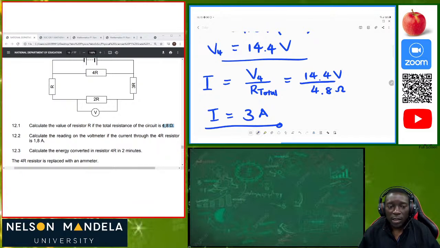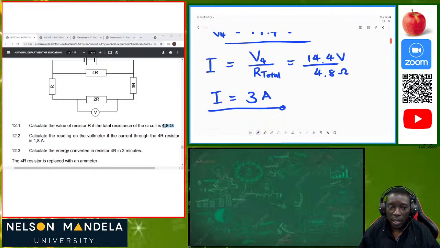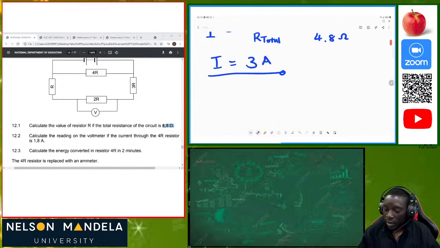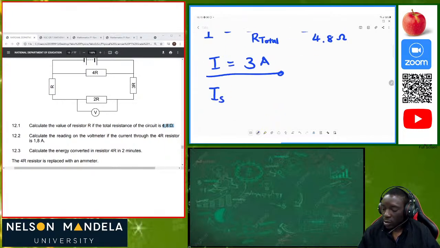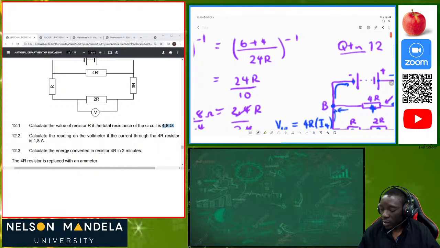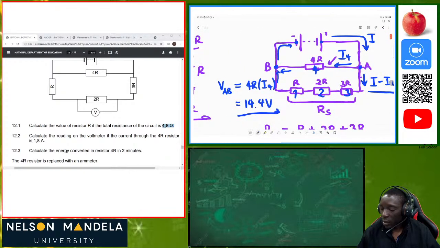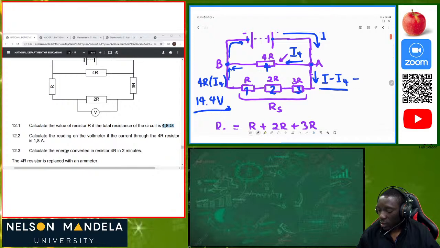And take note, the current through the 4 ohm resistor is 1.8. So the remaining current through the series part, we'll call it IS, because don't forget we said our total resistance there is S. So this is basically what we call IS, the current through the series resistors. The same current which passes through resistor number 3 is the same current which will pass through resistor number 2 and also through resistor number 1 back to the junction.